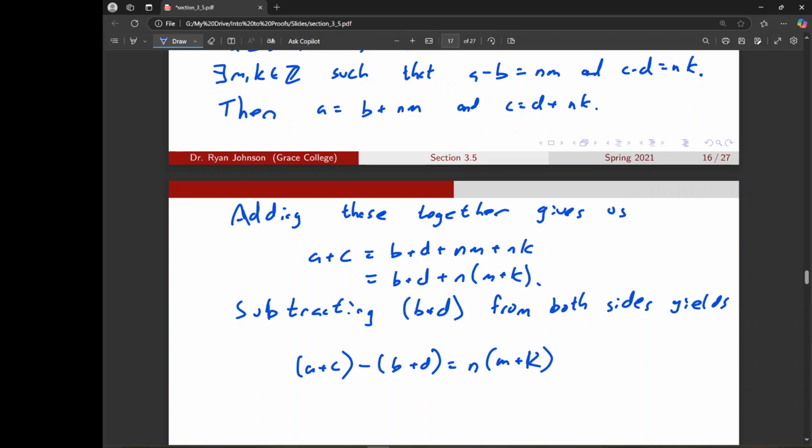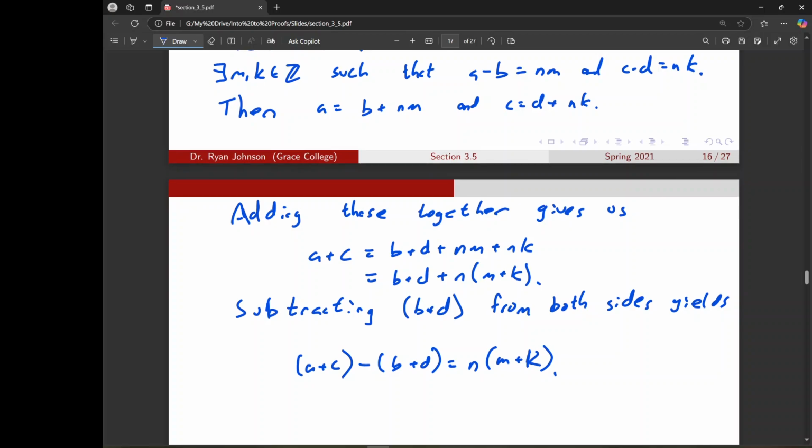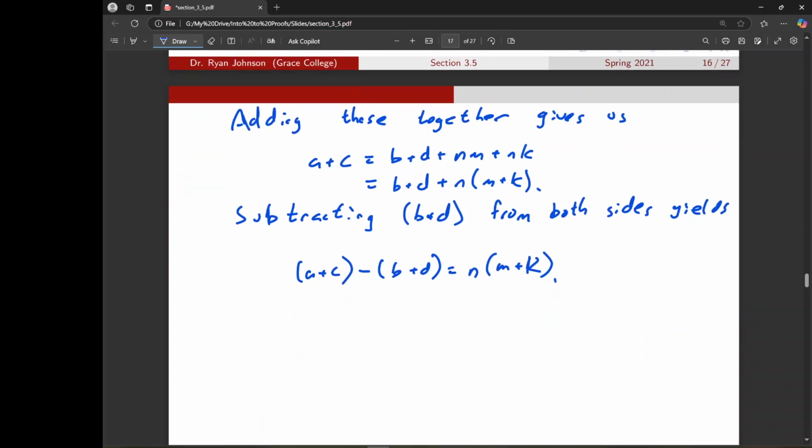So if it's okay with you guys, I'm going to repackage the definition two at one time. Then say thus a plus c is congruent to b plus d mod n, which completes the proof. All right, so that's that preview activity.